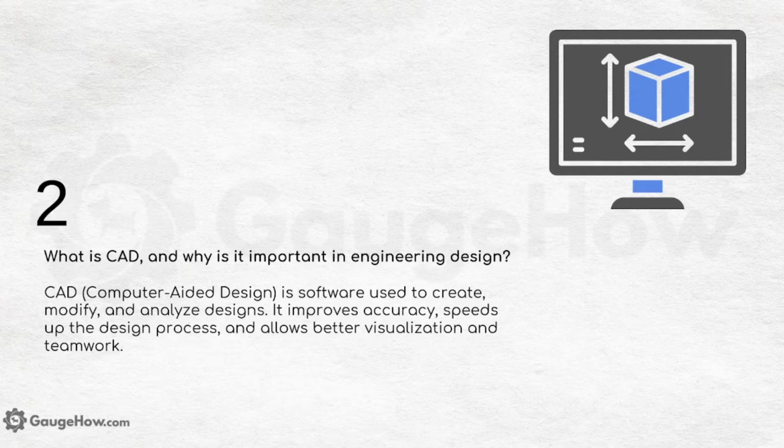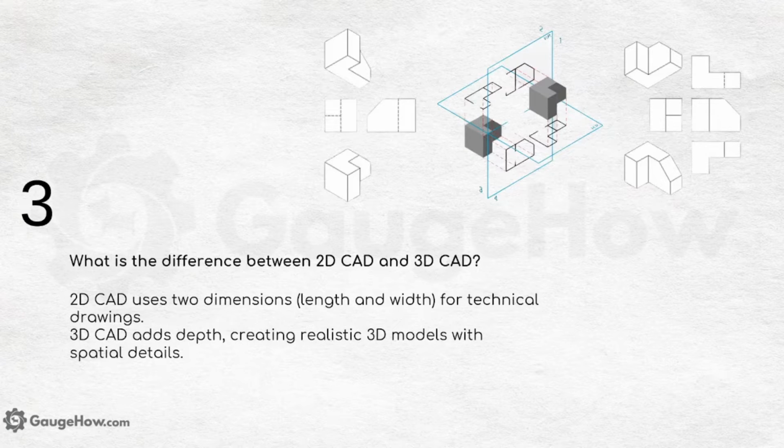What is CAD and why is it important in engineering design? CAD is software used to create, modify, and analyze designs. It improves accuracy, speeds up the design process, and allows better visualization and teamwork. What is the difference between 2D CAD and 3D CAD? 2D CAD uses two dimensions, that is length and width, for technical drawings, while 3D CAD adds depth, creating realistic 3D models with spatial details. So basically, 2D will always be in length and width. Meanwhile, 3D CAD will have advanced features like shaft, rotate, revolve, and so on.